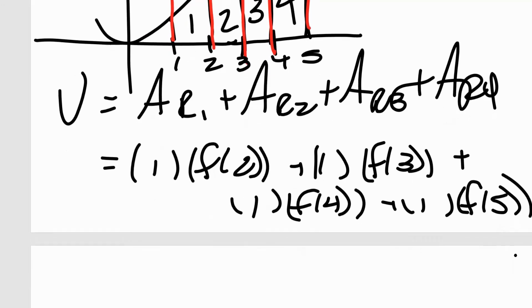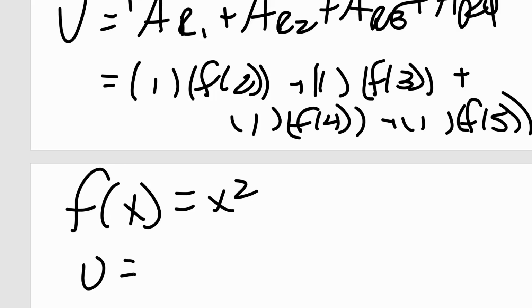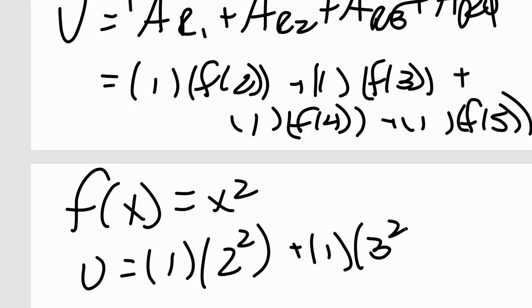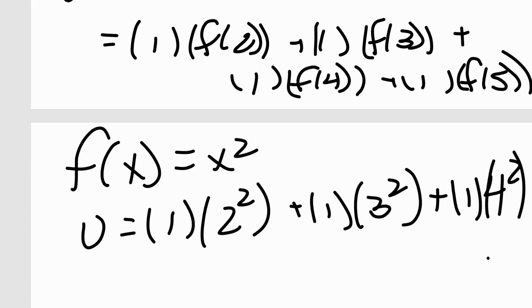All right, well, remember from above, my function is f of x equals x squared. So my upper sum is going to be 1 times 2 squared, that's what I'm plugging in, plus 1 times 3 squared, that's what I'm plugging in, plus 1 times 4 squared, that's what I'm plugging in, and then 1 times 5 squared.